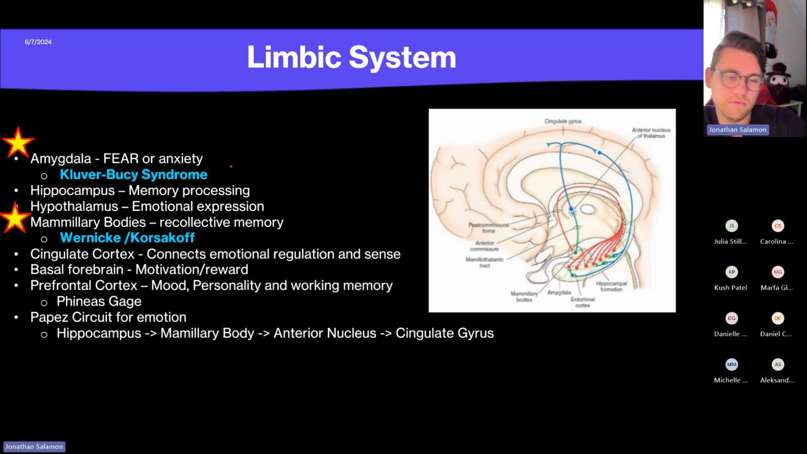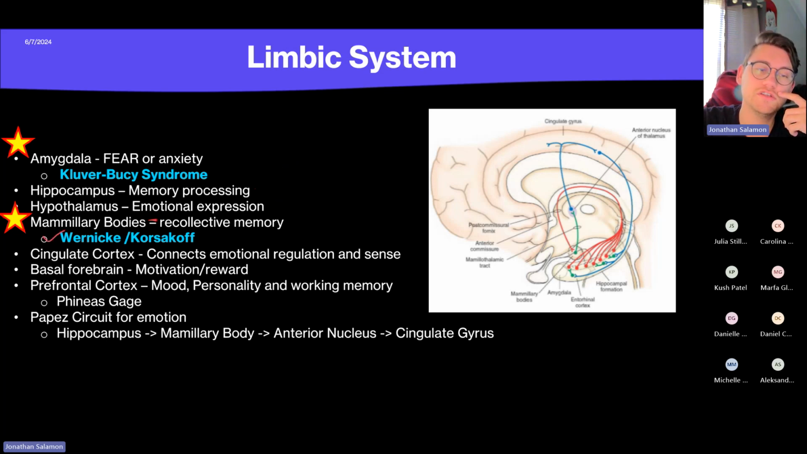The limbic system is very complicated. It's very interesting. But unfortunately for anybody who is interested in psych and neuro, it's not really super high yield. The thing you need to know is that the amygdala is responsible for fear. You have to know that, 150%. Amygdala, fear. Hippocampus, memory processing. I feel like we all know that by now.